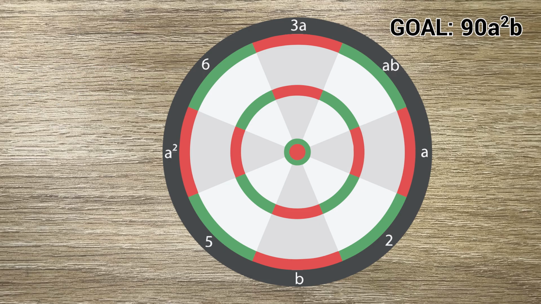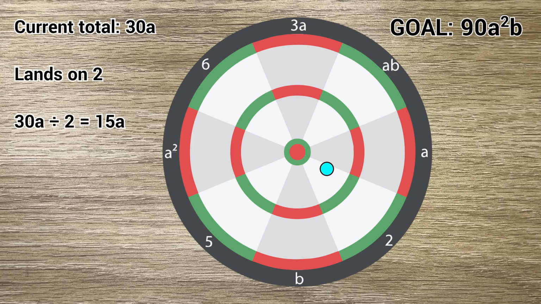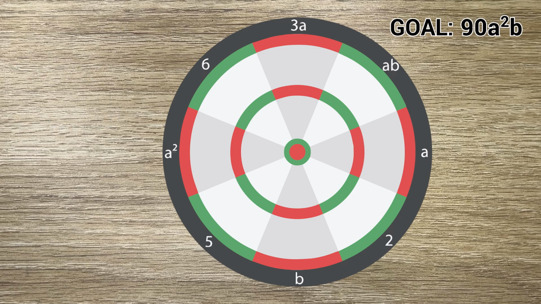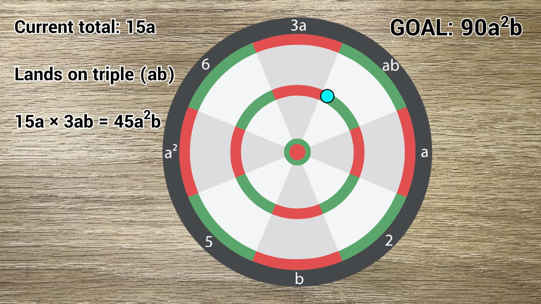Then they land on a 2. Now they could double this to get 60a, but then 60a can't become 90 with what we've got on the board. So they've decided to divide by 2 instead to leave them on 15a. The next turn, they land on triple AB, which is 3AB. And if they multiply that by 15a, they'll end up on 45a squared b.